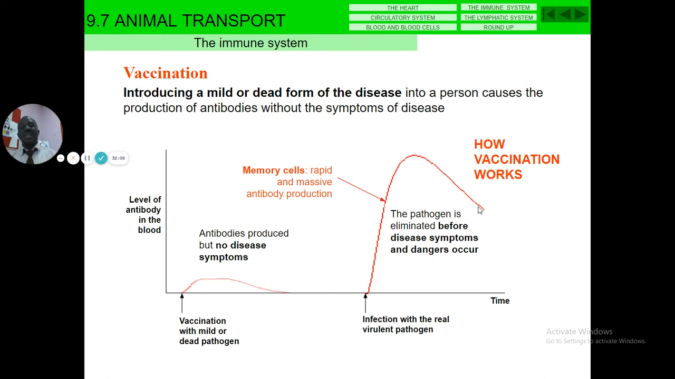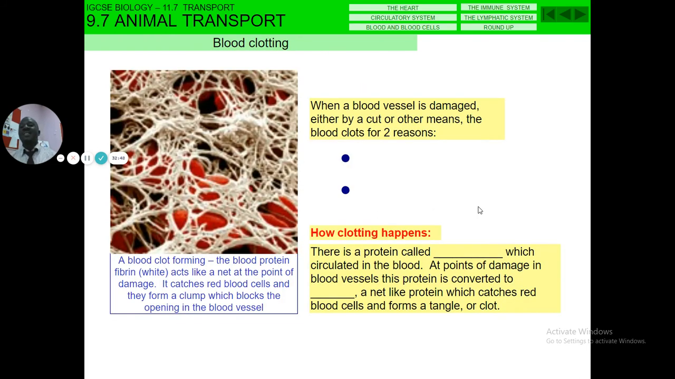When they inject it into the body, the roles are two. It will help the body, first of all, to understand that such a kind of pathogen exists, and produce antibodies to fight the one that is in the body, and also produce memory cells. So memory cells will help in the immune response. That is, when the real one, the virulent pathogen, is coming without your notice, this time not by injection, your body, because of the presence of the memory cells, will rapidly and massively produce antibodies which will fight that pathogen before you get to understand that this thing is there.